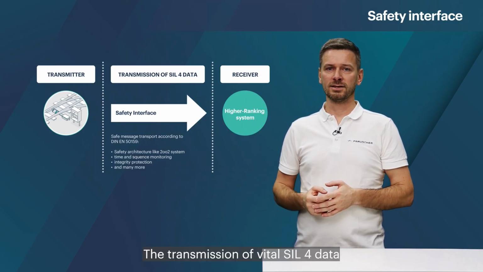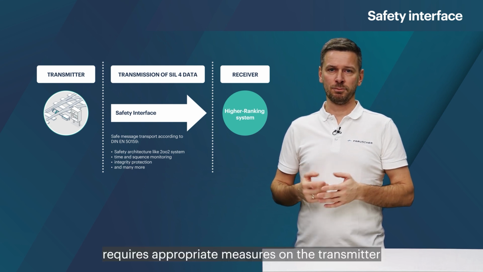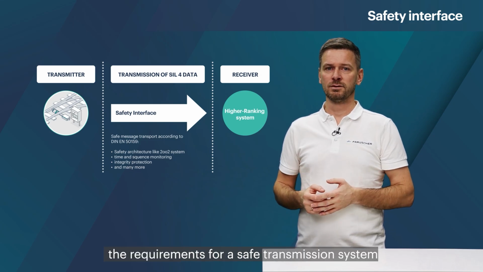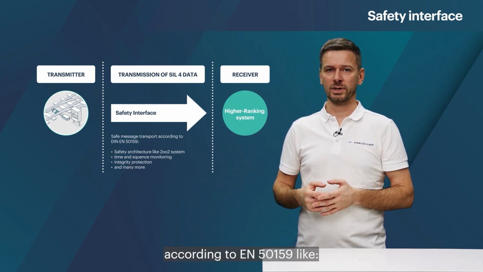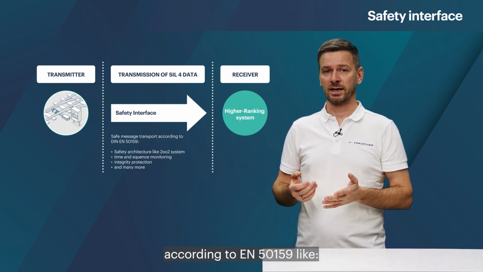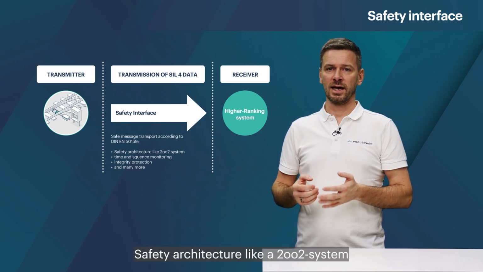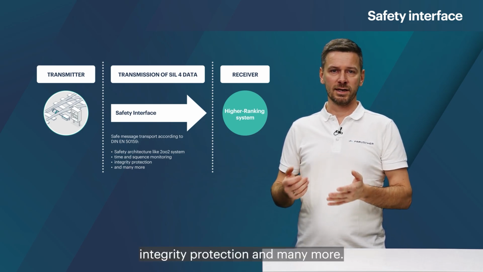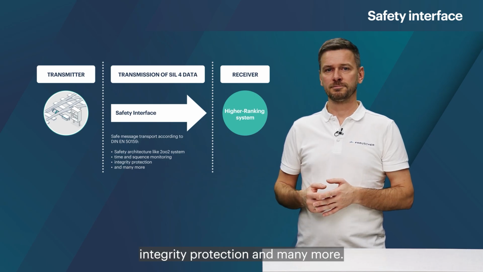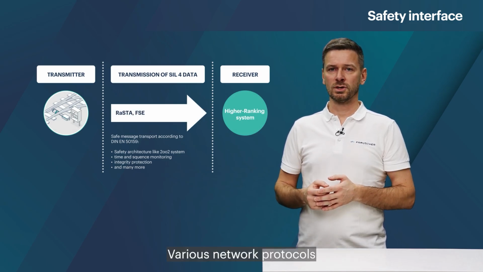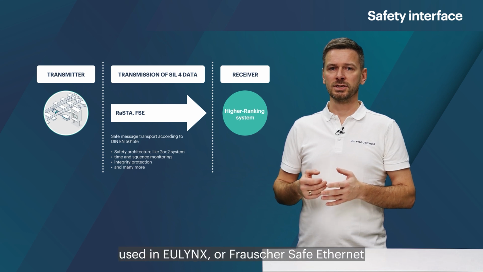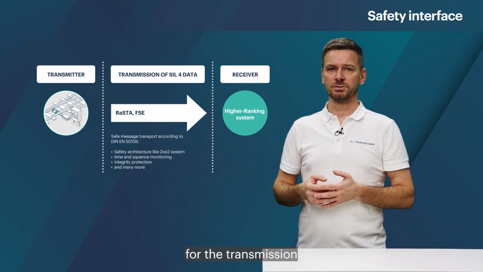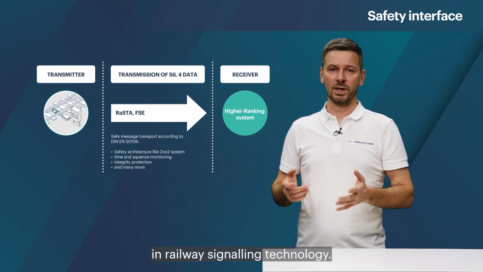The transmission of vital SIL4 data requires appropriate measures on the transmitter and receiver side and must fulfill the requirements for safe transmission systems according to EN 50159, like safety architecture such as a 2 out of 2 system, time and sequence monitoring, integrity protection, and many more. Various network protocols such as the standardized RaSTA used in EULYNX or Froscher Safe Ethernet offer exactly these measures for the transmission of different application data in railway signaling technology.